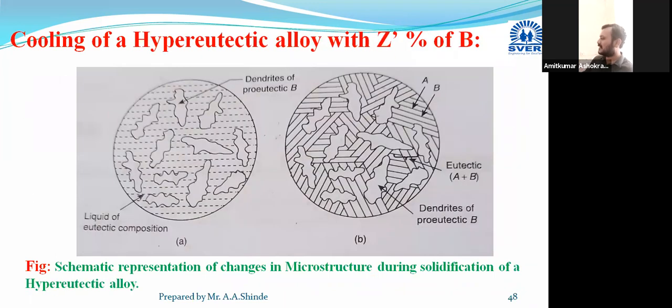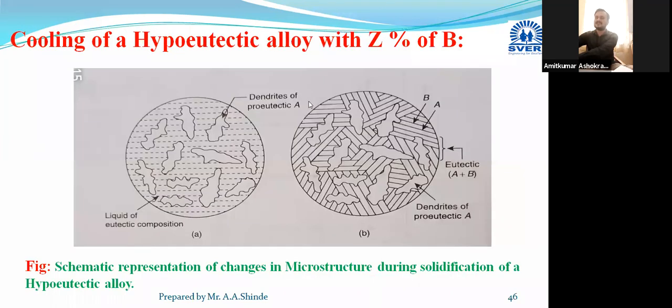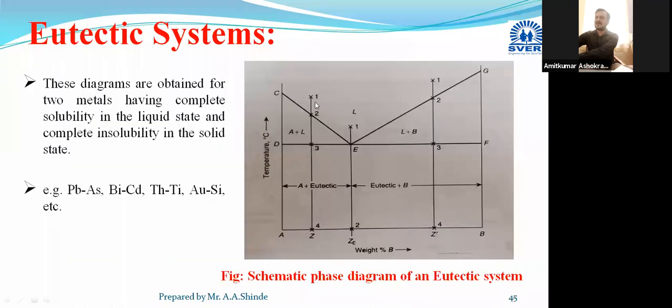Three diagrams are there: region 1, 2, and 3. First I will explain it in this diagram, and after explaining it in the diagram, I will again explain it with reference to the sketch. These are microstructural changes. First I will explain the process happening here in region 1 to 2.